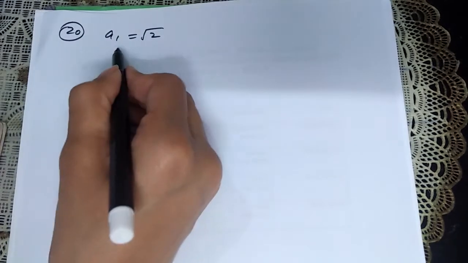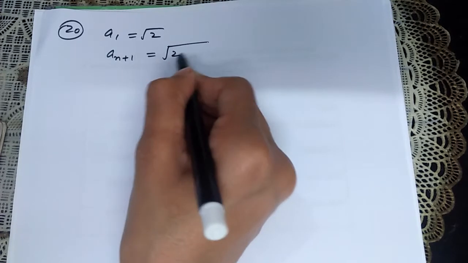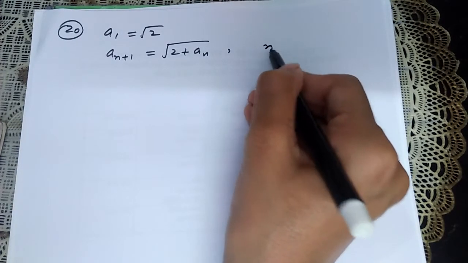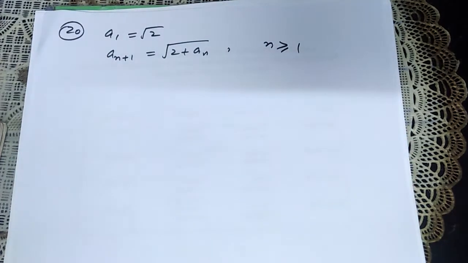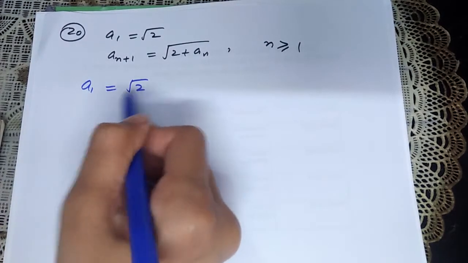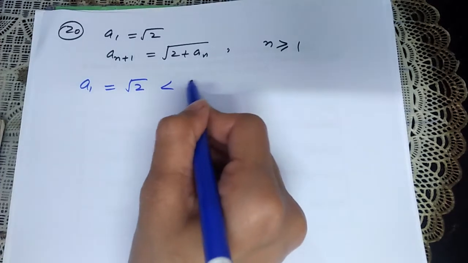Now question number 20. In question number 20, we are given the first term a1, that is under root 2, and the n plus 1 term is under root 2 plus an, where n is greater than or equals to 1. Now my first term a1 is under root 2. I know that this under root 2 is less than 2.